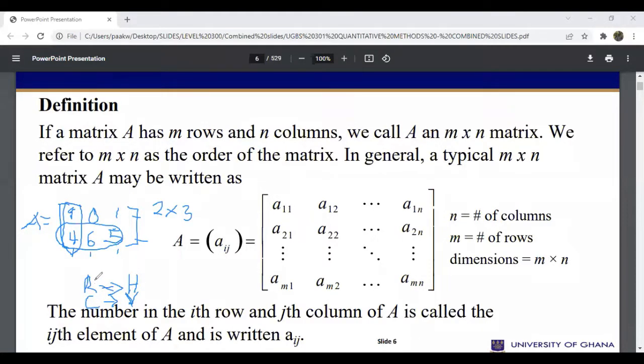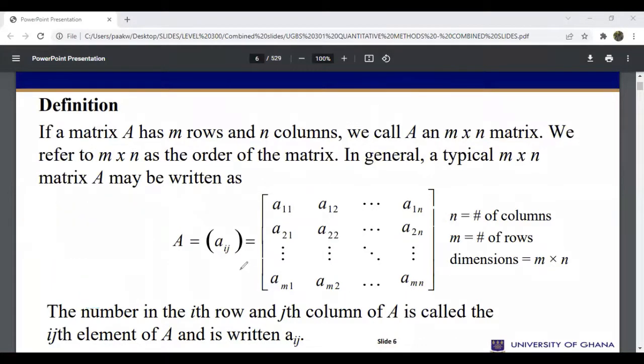The moment you hear of a row, you know you are talking about the horizontal rectangular array, moving 4, 6, 5. When you talk about rows, you are talking about horizontal. That is the 4, 6, 5. Then the columns, you are talking about the vertical. So column, we are talking about 0, 6, 1, 5, or 9, 4. You get it now.